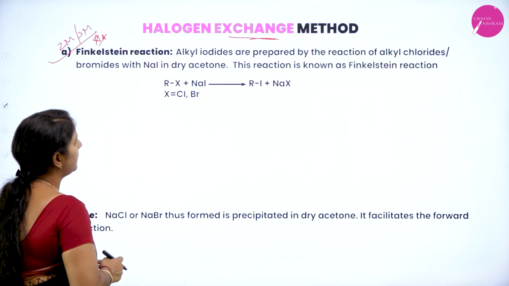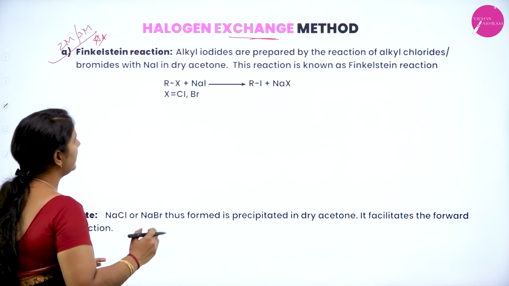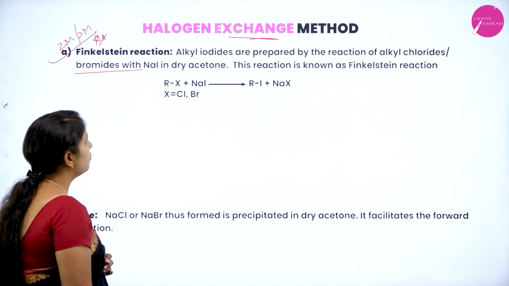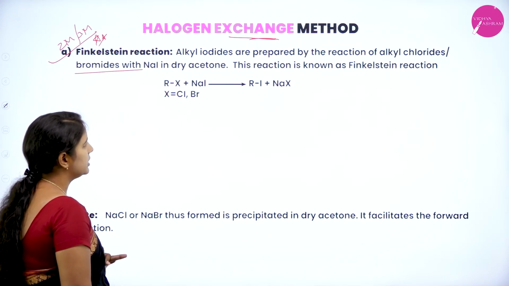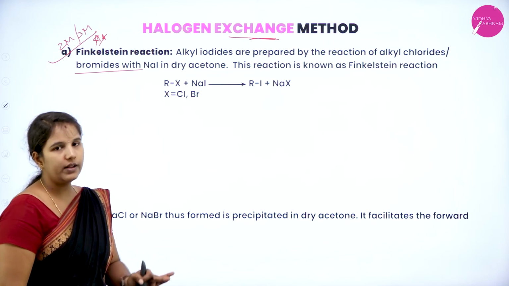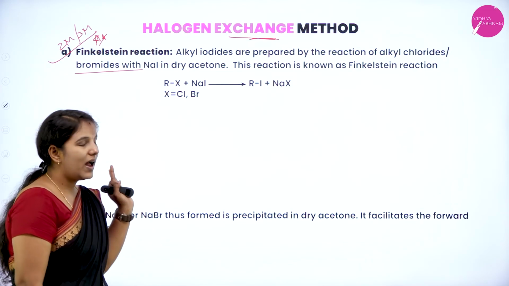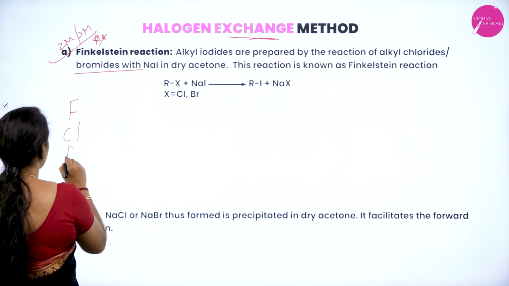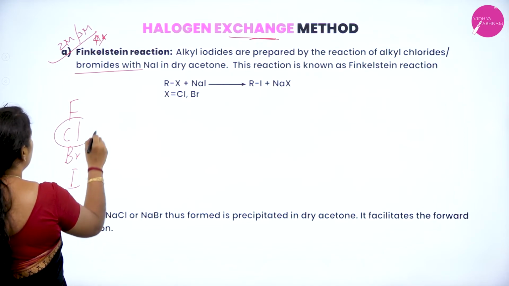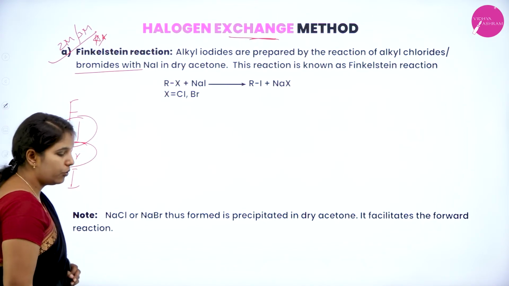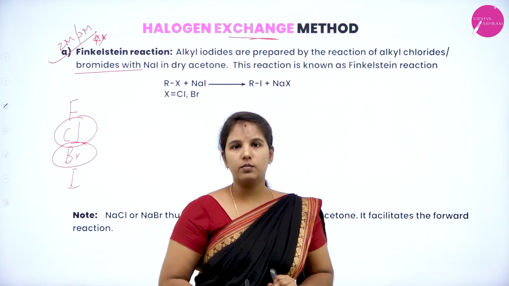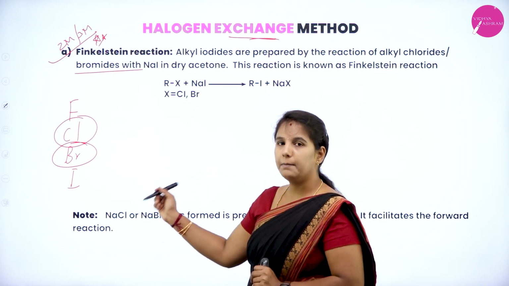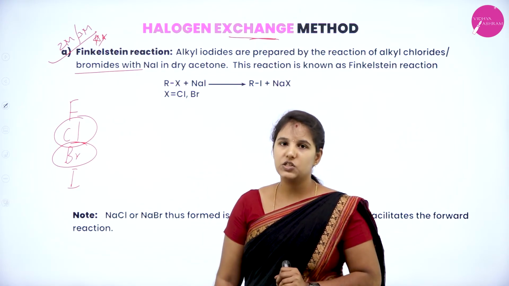Alkyl iodides are prepared by the reaction of alkyl chlorides or bromides with NaI, that is sodium iodide, in dry acetone. These reactions are known as the Finkelstein reaction. While understanding all these methods of preparation, I have used only chloro as well as bromo as the halogen atom. The remaining, the fluorine and iodine, can be prepared by using this halogen exchange method.